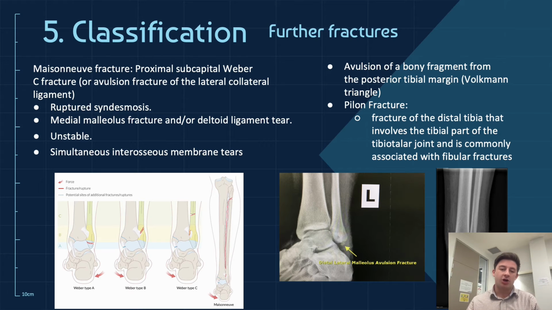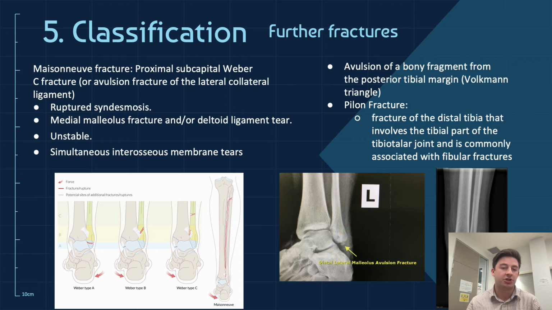So some further types of fracture, because there are fractures that sort of go outside of the Weber system. I'm not even going to try a Mason-Neuve. My French is pretty poor. Is a proximal subcapital Weber C fracture. So you see in the image on the far right, you've got that sort of more proximal fracture just under the head of the fibula, resulting in that sort of splitting and tearing of the syndesmosis.